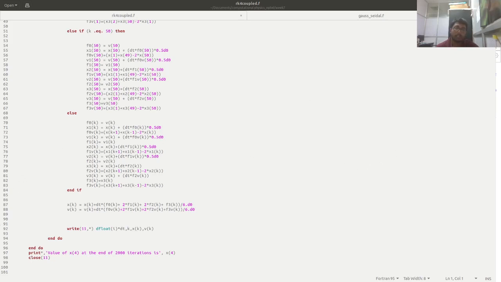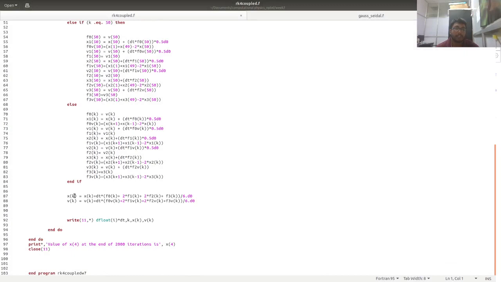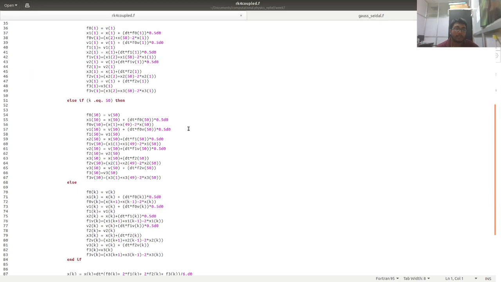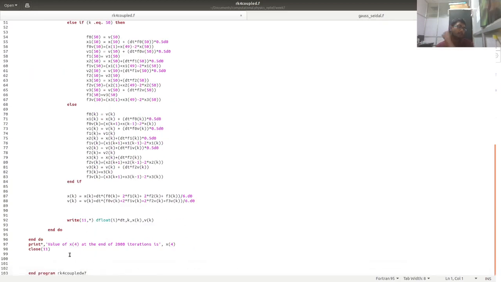Then what you have to do is assign those things like xk, vk, and you can write all of these things in a file. The file is named rk4 coupled w7.dat. What we have in the question is that we need to find the value of displacement for the fourth particle at the end of 2000 iterations. That will be printed in the command prompt.